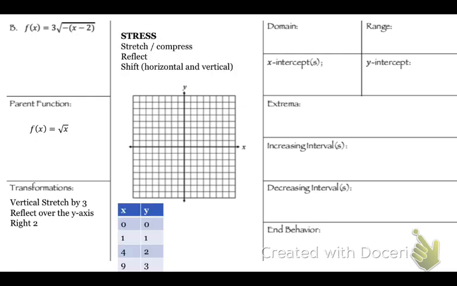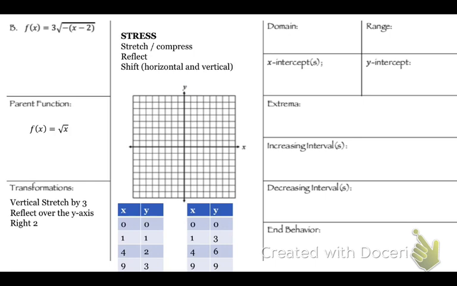So normally we go (0, 0), (1, 1), (4, 2), (9, 3). If we're vertically stretching this, this means that we're changing our y. We're scaling our y by 3. So we're going to take all these y values and multiply them by 3. So those same points are going to be (0, 0), (1, 3), (4, 6), and (9, 9).